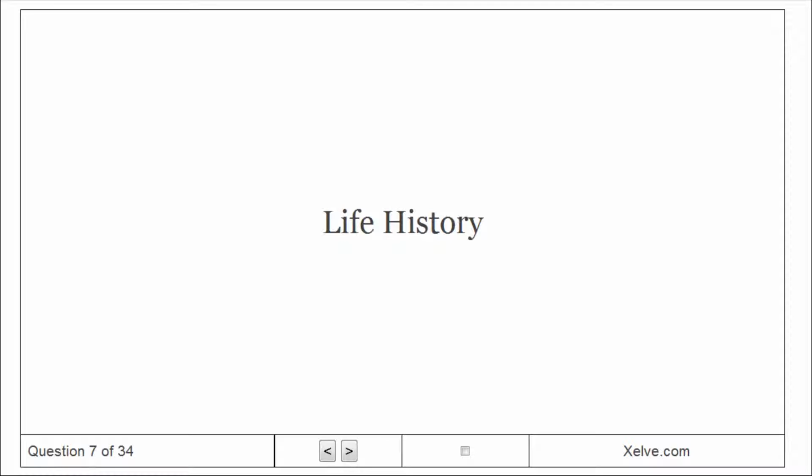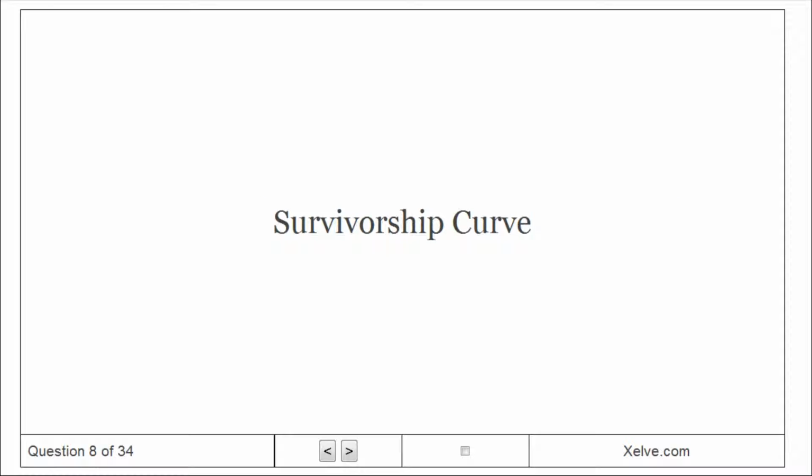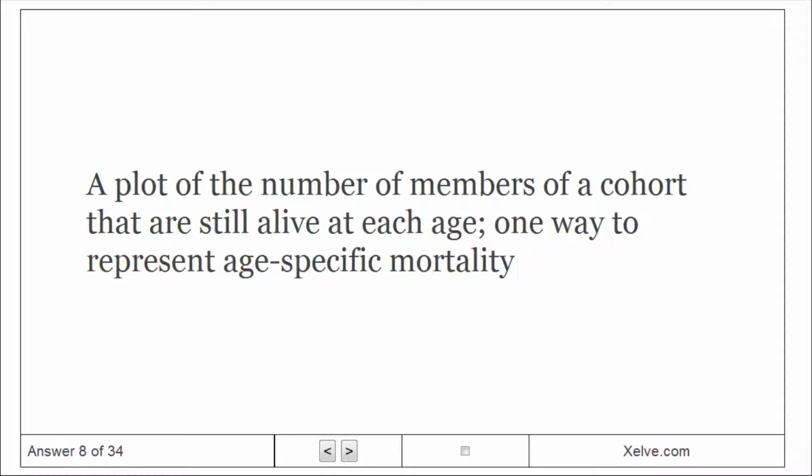Life history. The traits that affect an organism's schedule of reproduction and survival. Survivorship curve. A plot of the number of members of a cohort that are still alive at each age, one way to represent age-specific mortality.